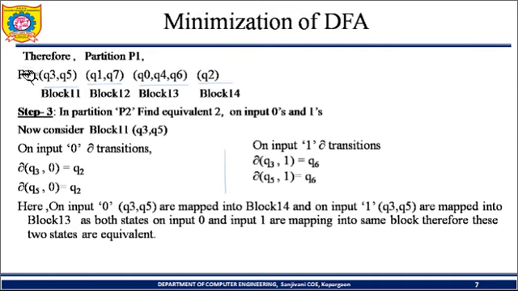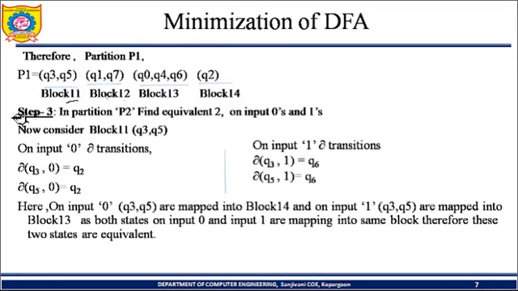So the P1 partition will become like this, after input 0 and 1 in partition P1. We have renamed these as blocks 1.1, 1.2, 1.3, 1.4. Why 1.1, 1.2? Because here partition 1 is there, so we have renamed it as 1.1, 1.2, 1.3, 1.4. Again, it is not necessary that you use the same names. You can use B1, B2, B3, B4 like this as well.